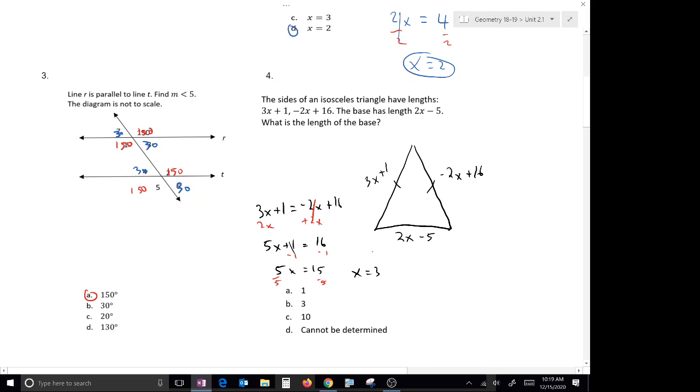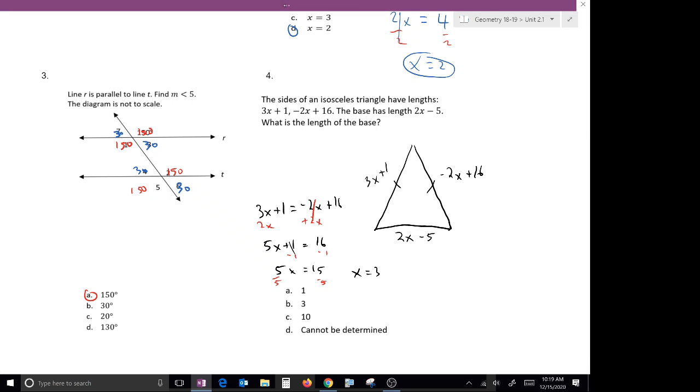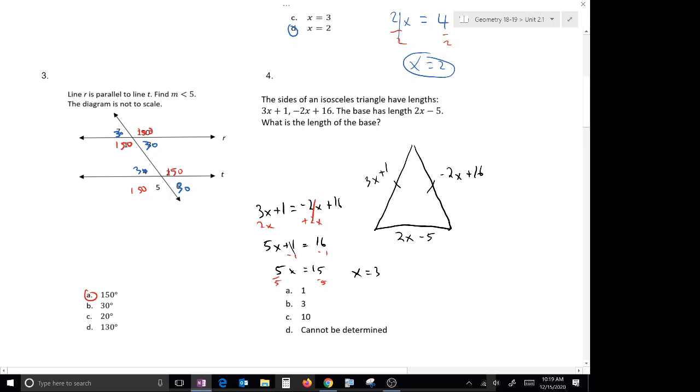And we gotta be very careful here because there is an answer of 3, so we might be tempted to circle that. But if we read the directions again, we're not asked what is x, we're asked what is the length of the base. So we need to take that x equals 3, plug it into that base equation, and so that'll be 2 times 3 minus 5, or 6 minus 5, which equals 1, and so A is actually the correct answer.